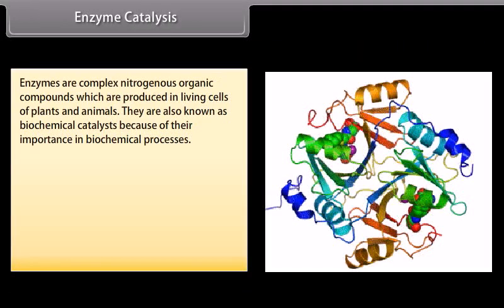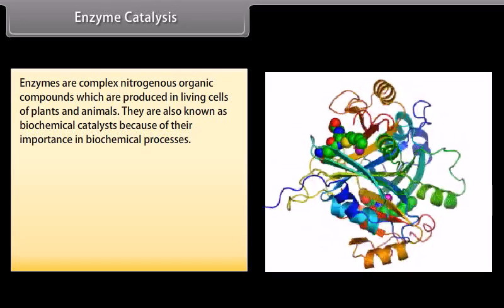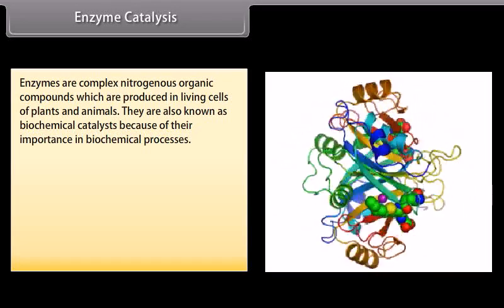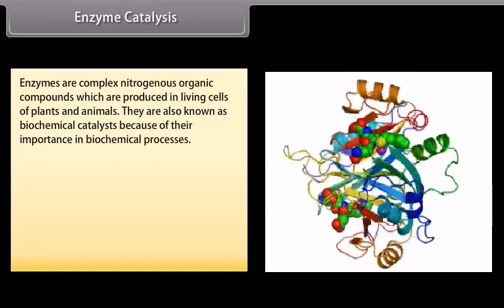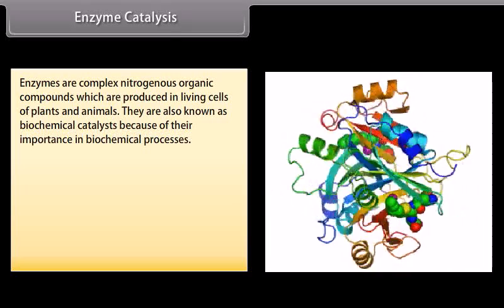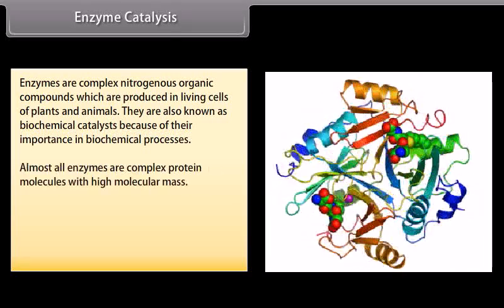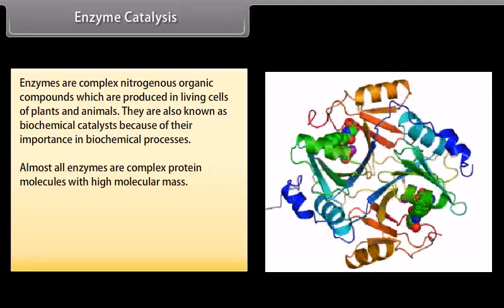Enzyme catalysis. Enzymes are complex nitrogenous organic compounds which are produced in living cells of plants and animals. They are also known as biochemical catalysts because of their importance in biochemical processes. Almost all enzymes are complex protein molecules with high molecular mass.